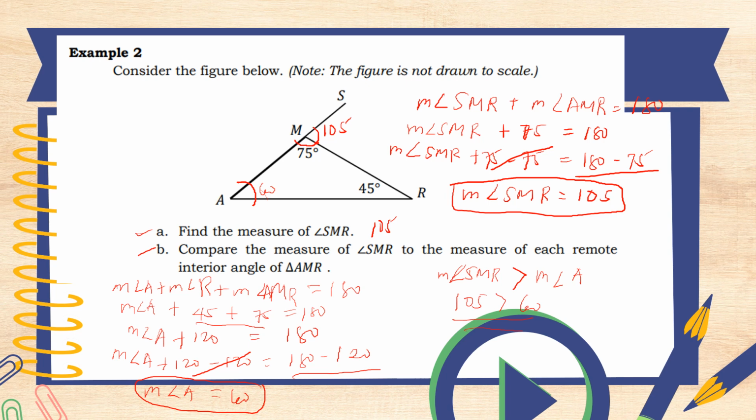Now, another remote angle is angle R. The measure of angle SMR is blank to the measure of angle R. Now, the measure of angle SMR is 105, blank to the measure of angle R, which is 45. So as you can see, 105 is greater than 45. So the measure of angle SMR is greater than the measure of angle R. So these are the answers.